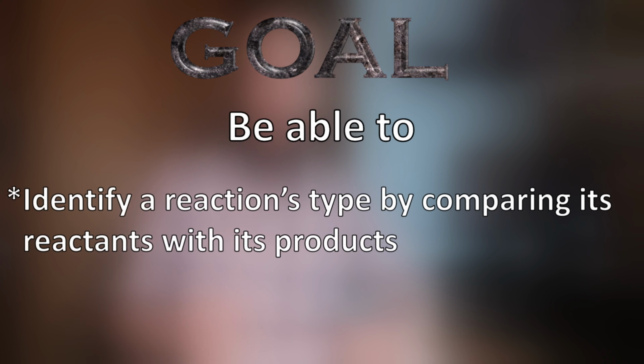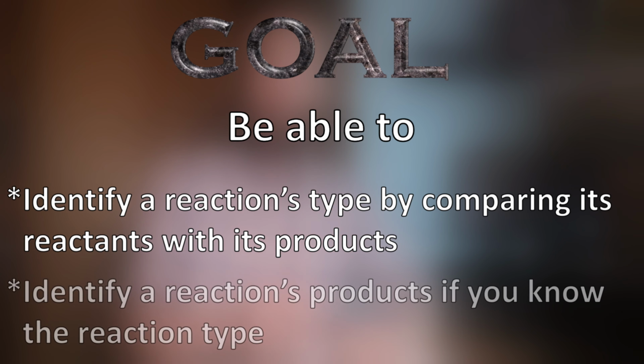And before we go any further, let's identify the goals of this video. After watching this video, you should be able to identify a reaction's type by comparing its reactants with its products. And you should be able to identify a reaction's products if you know the reaction type. So let's learn how to identify what type of reaction we're working with.